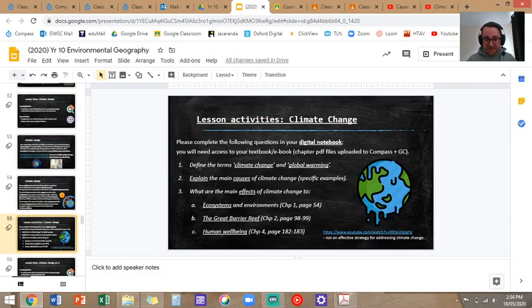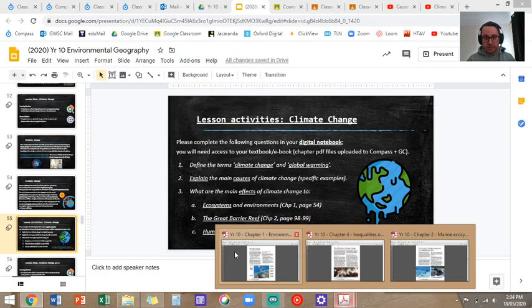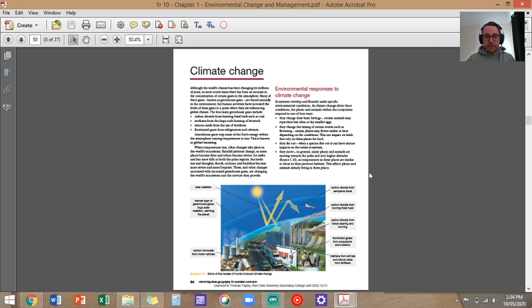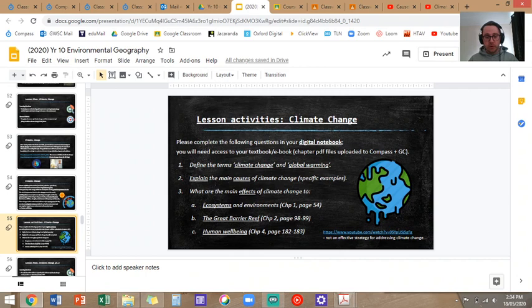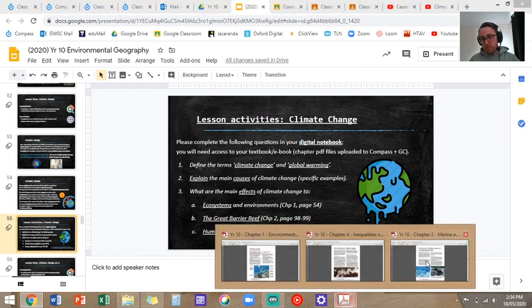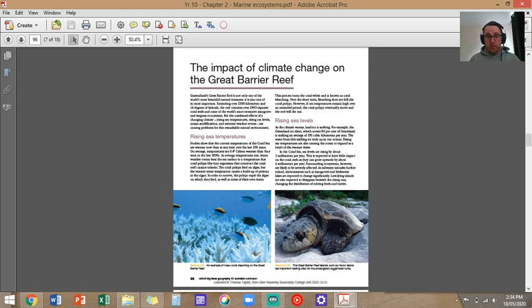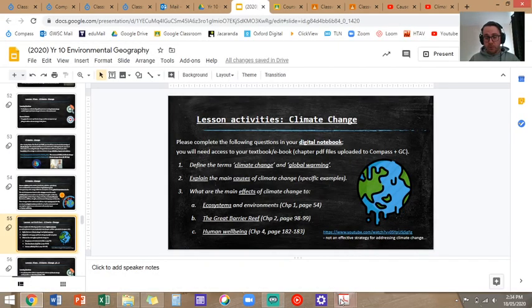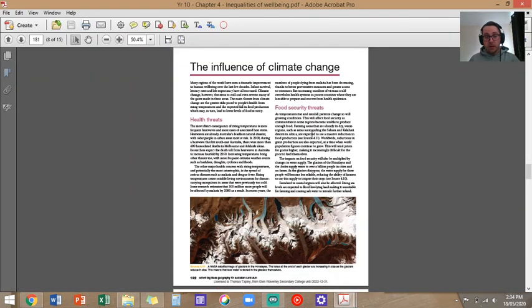Anyway, so chapter 1, page 54 looks something like this. And you can see that gives you some more information about climate change. Hopefully it will help you, and that should be able to help you answer that question there. So what are the main effects of climate change to ecosystems and the environment? 3B, we're looking at chapter 2, the impact on the Great Barrier Reef there. And then 3C, chapter 4, the influence of climate change on human well-being.